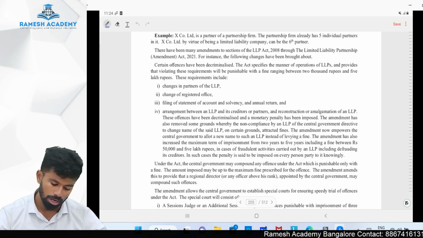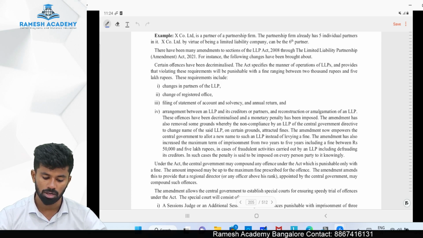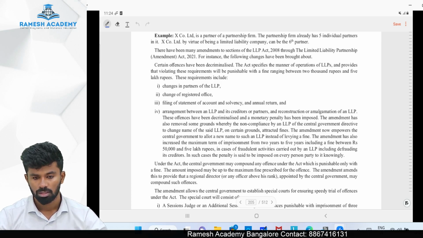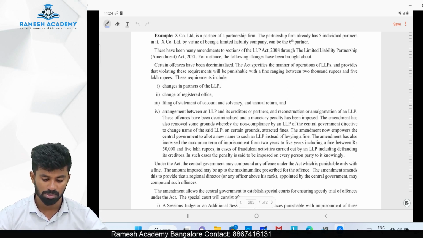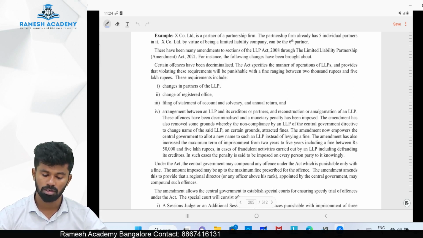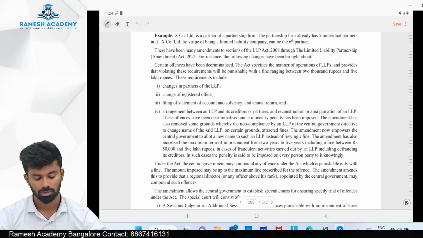A company can also be a partner of an LLP. Example: X Company Limited is a partner of a partnership firm. The firm already has 5 individual partners in it. X Company Limited, by virtue of being a limited liability company, can be the 6th partner, because a company can also be a partner.